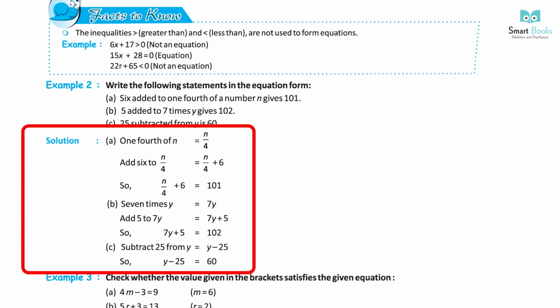Solution. A. 1/4 of n is n upon 4. Add 6 to it: n upon 4 plus 6. So n upon 4 plus 6 is equal to 101. B. 7 times y is 7y. Add 5 to 7y: 7y plus 5. So 7y plus 5 is equal to 102. C. Subtract 25 from y is y minus 25. So y minus 25 is equal to 60.